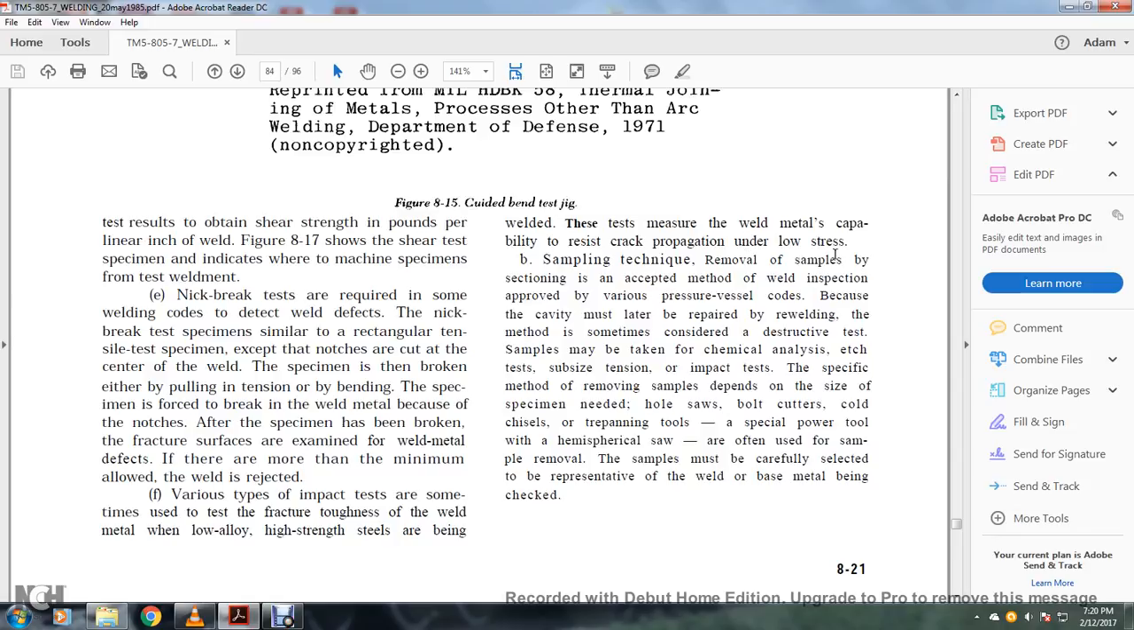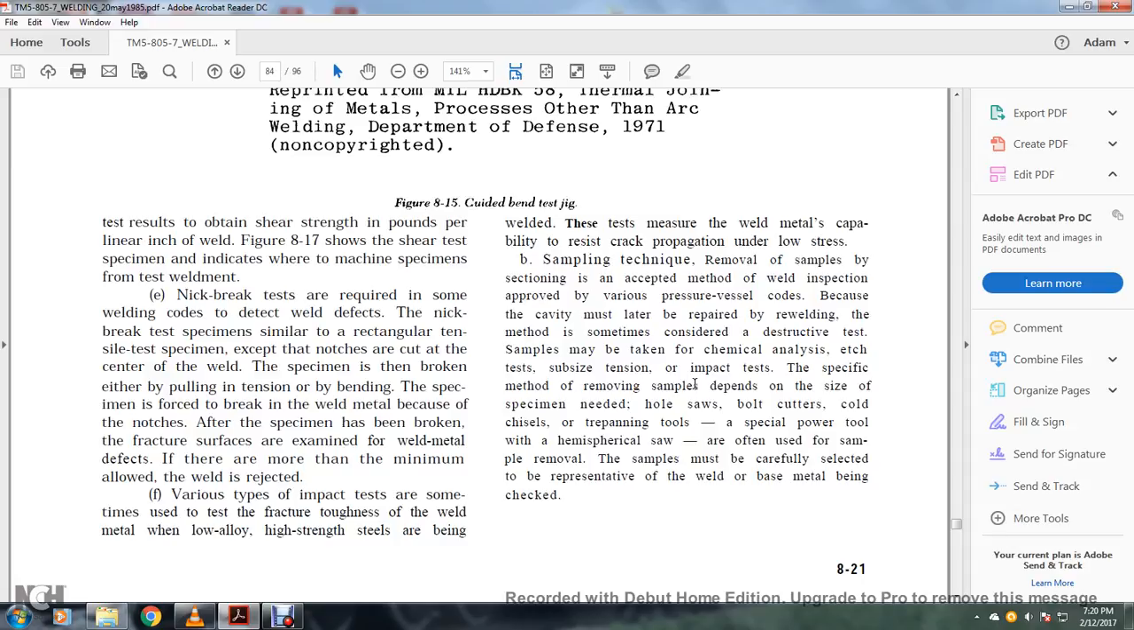Sampling techniques: removal of a sample or section is an accepted method. Welding inspection of various pressure vessels, because the cavity must later be repaired by rewelding, is sometimes considered a destructive test. Samples may be taken for chemical analysis, subsize tension tests, or impact tests.